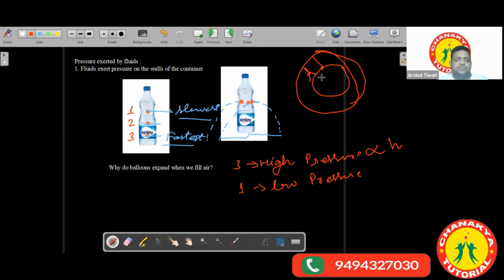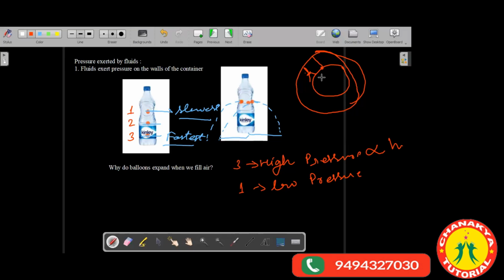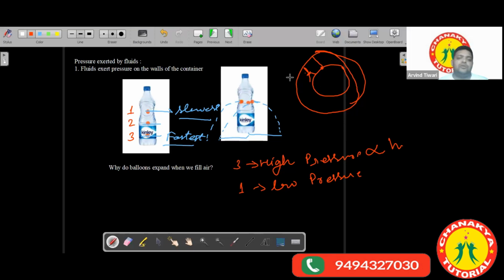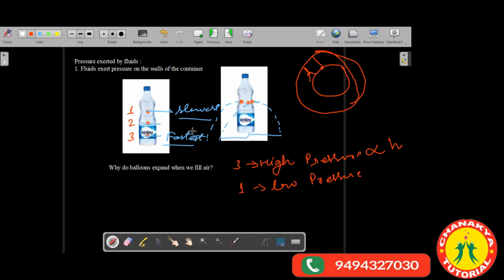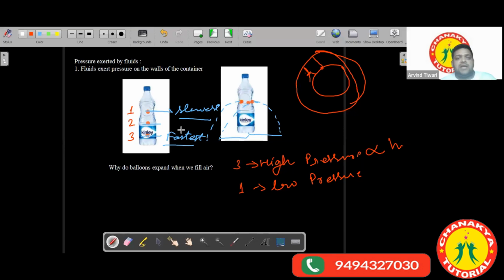Any other doubts? So it means the higher the pressure, the faster it will fall at the longest point. I'm not saying the longest. Do not go to the longest. I'm just talking about slowest and fastest. Okay, sir. We are not going into longest and shortest, because there are two reasons why we are not going for the longest and shortest.